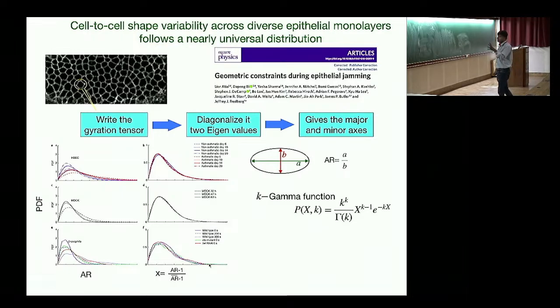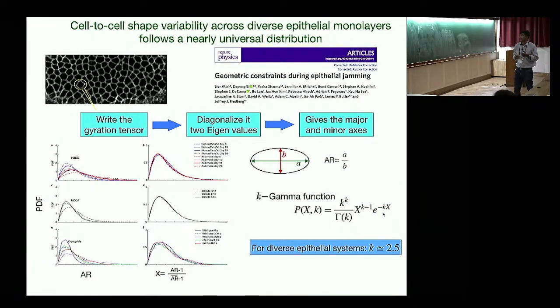They fitted this distribution to the experimental data with this particular function, the k-gamma function, which is a single-parameter function. If you notice, there is only one parameter k: k to the power k divided by gamma k, x to the power k minus 1, e to the power minus kx. When they fit it, they get the value of k. And what they find is that for diverse epithelial systems, they find a value of k which is very close to 2.5.